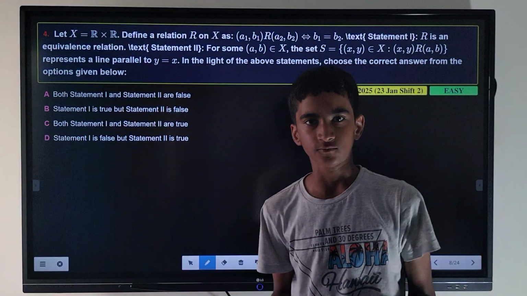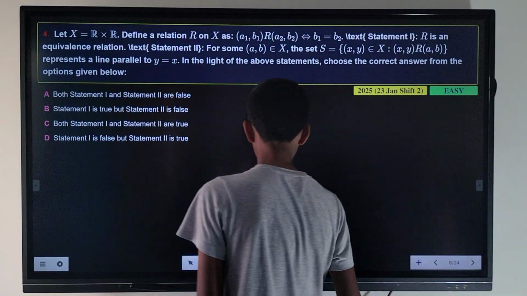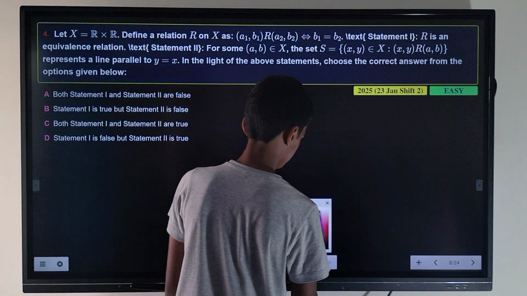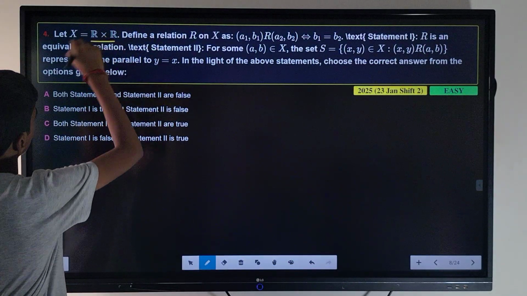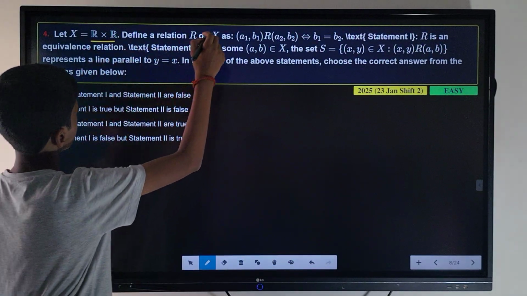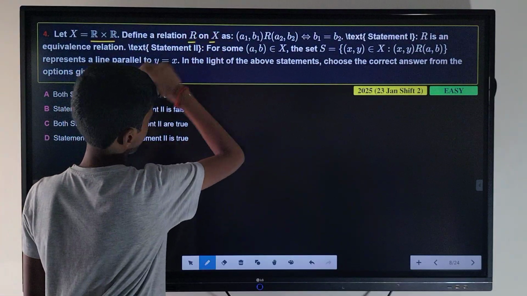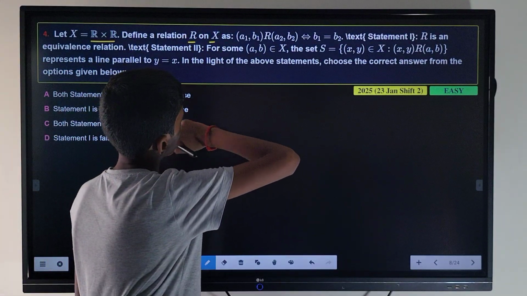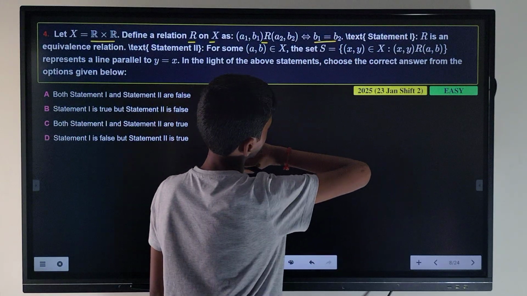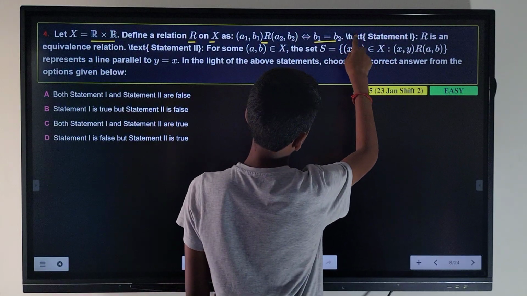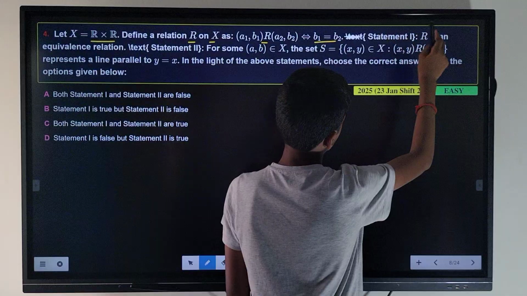Here is our next question now. Our question says, let X be equal to R cross R. Define a relation R on X as this, where we have b1 is equal to b2. This is our typing error.